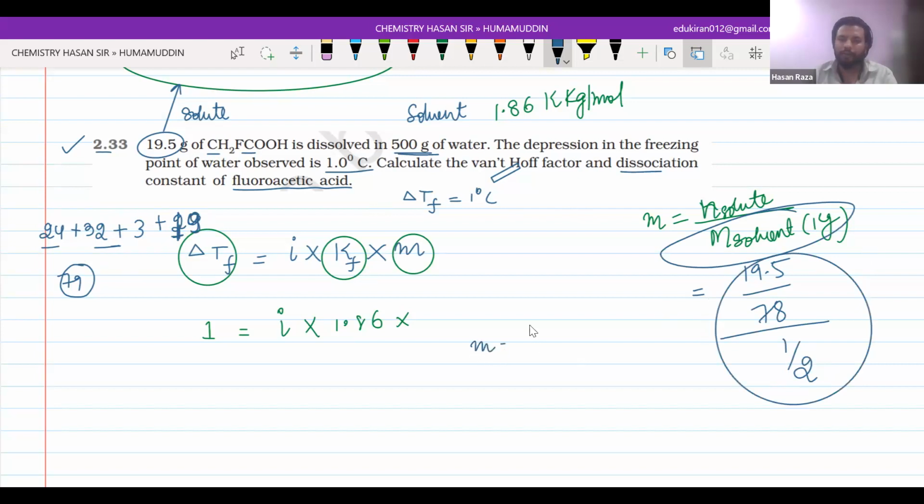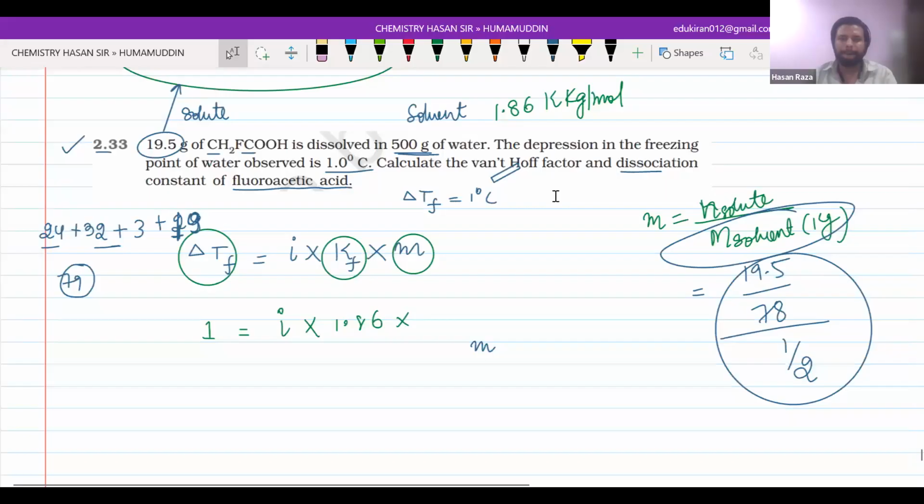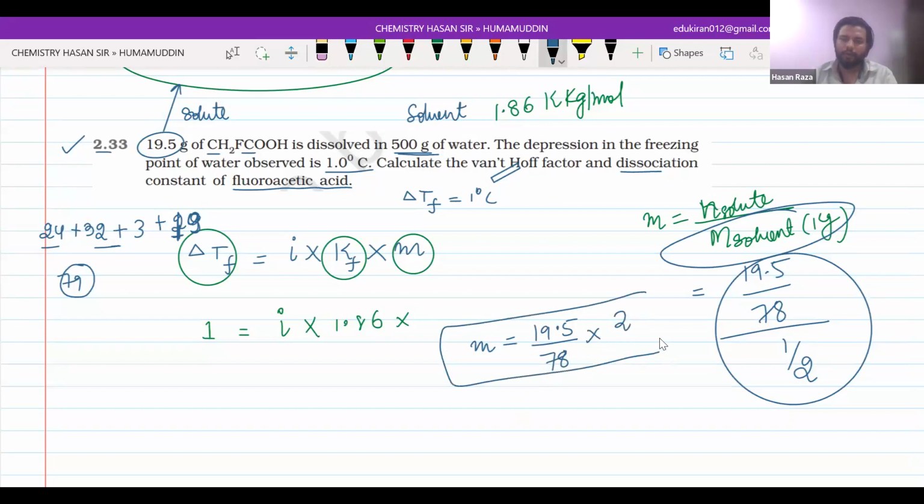The molality equation will be, again, I'm going to simplify it a little bit. 19.5 upon 78 into 2. And if you are going to solve it, you will get the molality. You are going to put the value here, and then you can easily calculate the value of i. Is that clear?